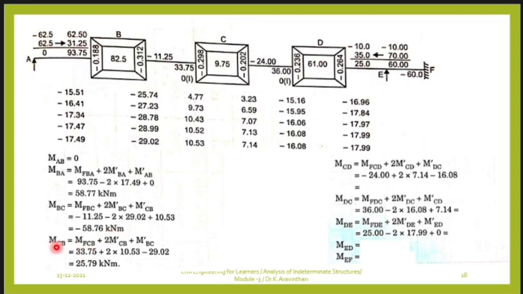And what is MCB? MFCB is 33.75, which you have here, plus 2 into M dash CB. What is the last answer? M dash CB is 10.53 and M dash BC is 29.02. So your answer will be 25.79. In this module you have two important formulas, that is, for making iteration you have a formula, for finding final bending moment you have another formula. The only two formulas are here.